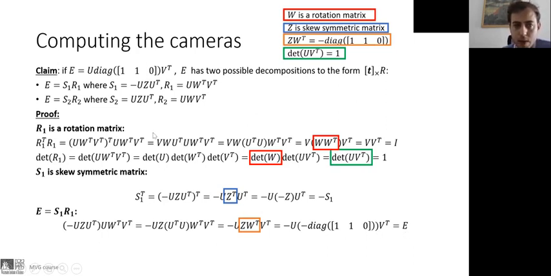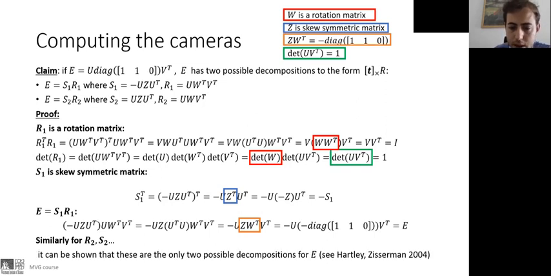Okay, so we showed that S1 R1 is a valid decomposition for the essential matrix, and we can show it similarly for R2 and S2. Now, in the book of Hartley and Zisserman, they proved that these are the only two possible decompositions for the essential matrix that satisfy skew-symmetric times rotation matrix. Okay, so it's a bit of algebra, but I don't think it's too complicated. I hope that you followed, and let me know if you have any questions about this slide.